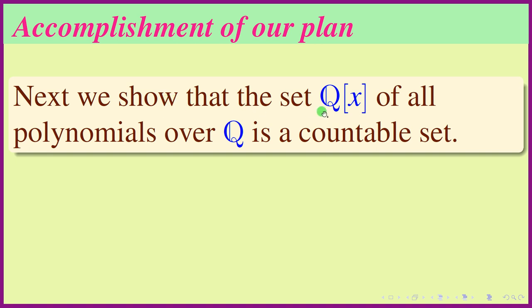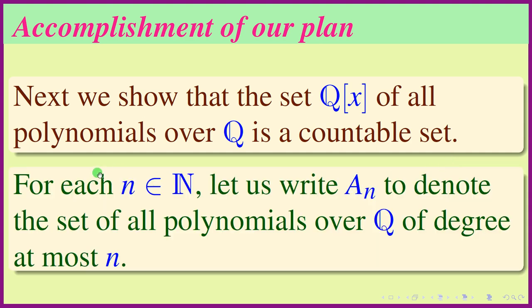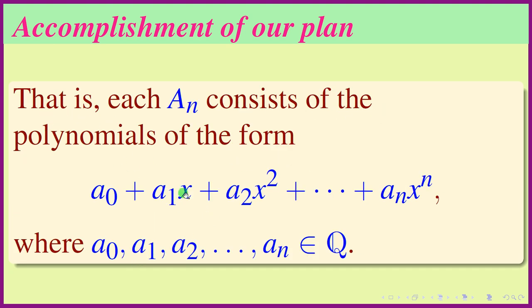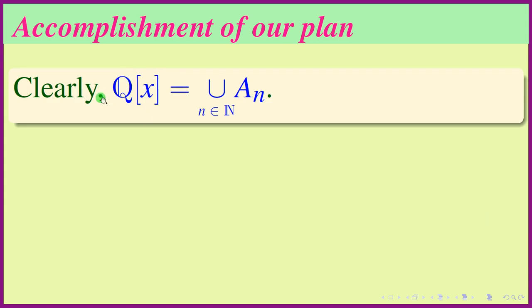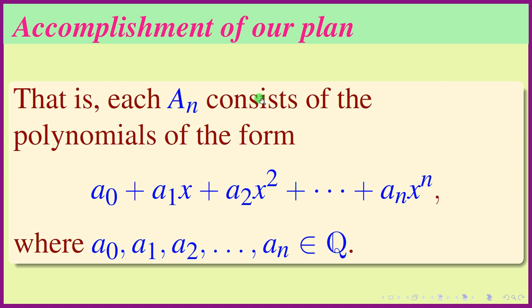Next, we show that the set of all polynomials over Q is a countable set. For each n, let us write A_n to denote the set of all polynomials over Q of degree at most n. That is, each A_n consists of the polynomials of the form a0 + a1 x + a2 x square + ... + an x to the power n, where these are rational numbers. This is a polynomial of degree at most n because this a_n may be 0 also. Clearly, this Q[x] is equal to the union of these A_n.